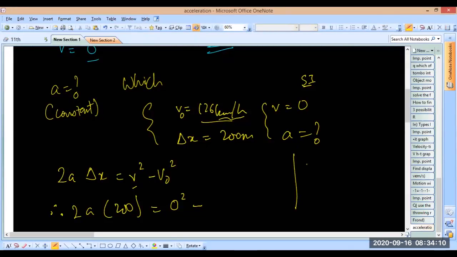Just a minute. Do you know how to convert from kilometer per hour to meter per second? How many of you know that? Say yes if you know it. Very good. Convert it. How much is 126 kilometer per hour in meter per second? Come on. We are getting some correct answers. Very good.